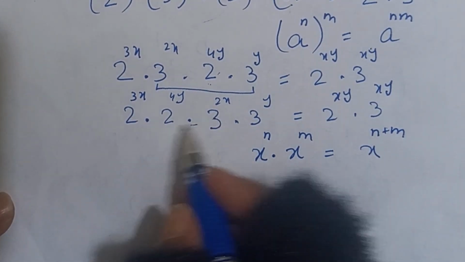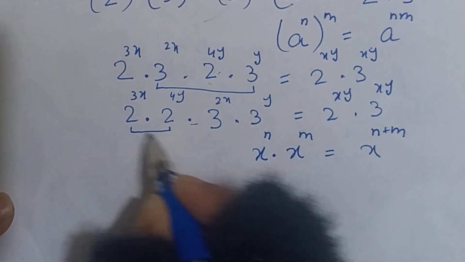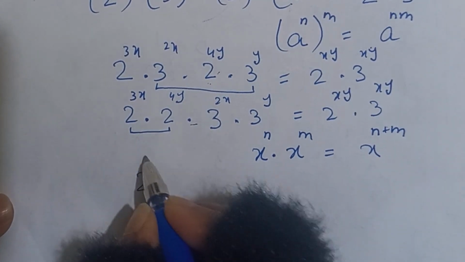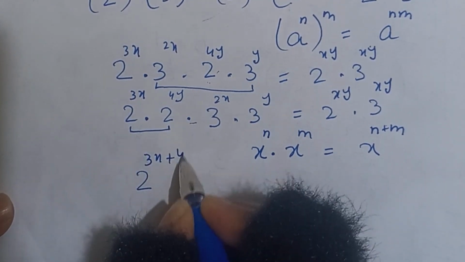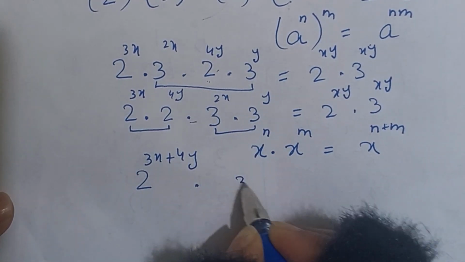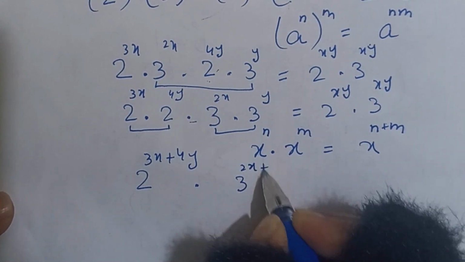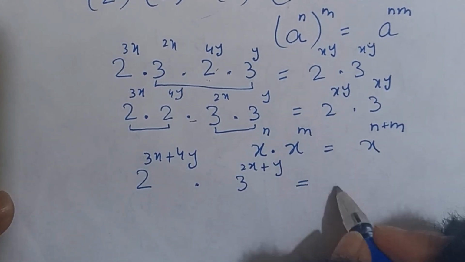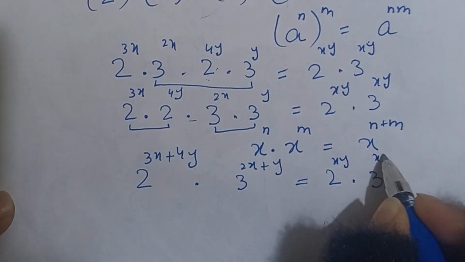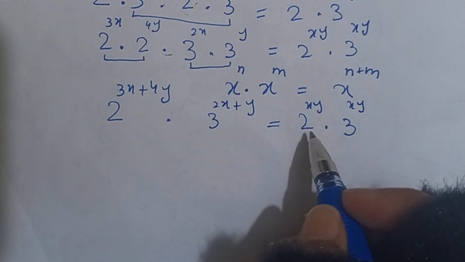So we apply this property in the above equation. Notice that in these two terms the base is the same, so we can write this as 2 raised to the power 3x plus 4y, and in these two terms the base is the same, which is 3, so we can write this as 3 raised to the power 2x plus y. Now the right hand side is 2 raised to the power xy multiplied by 3 raised to the power xy.